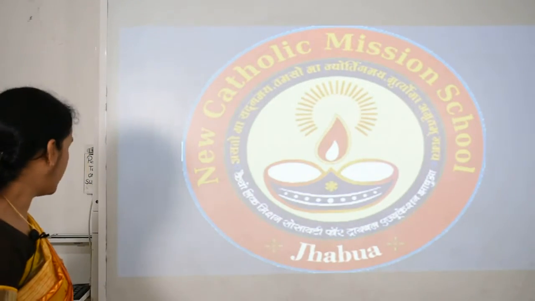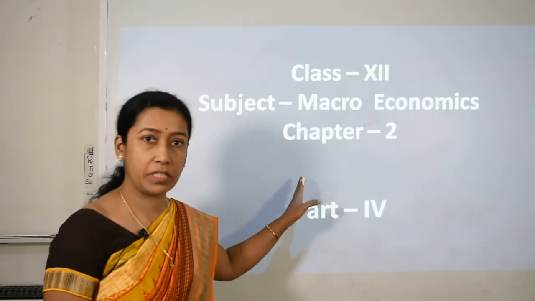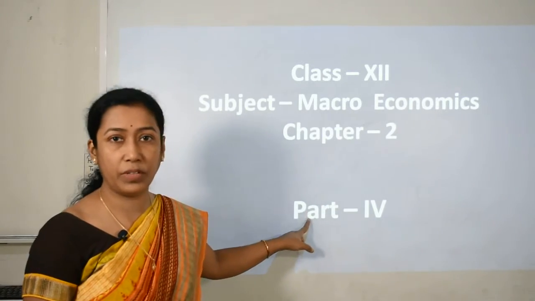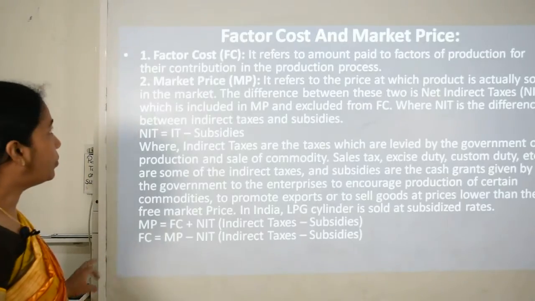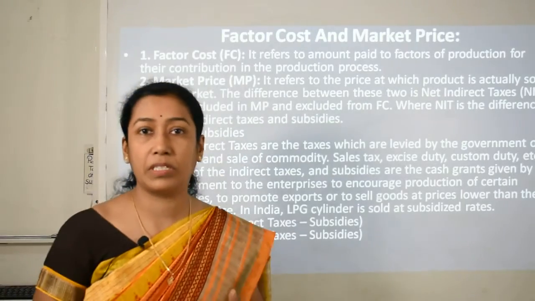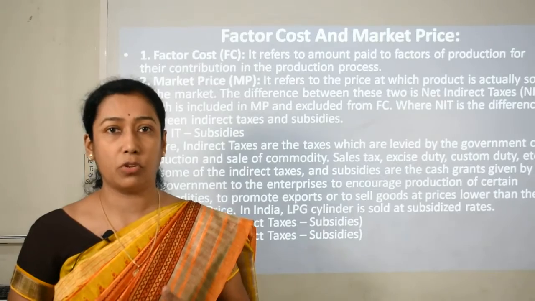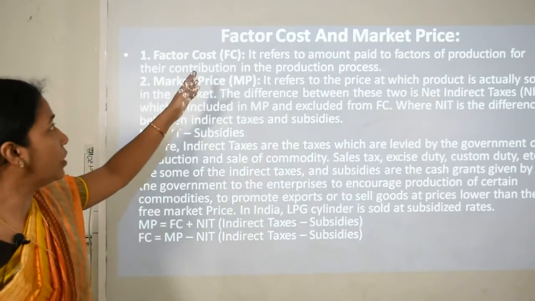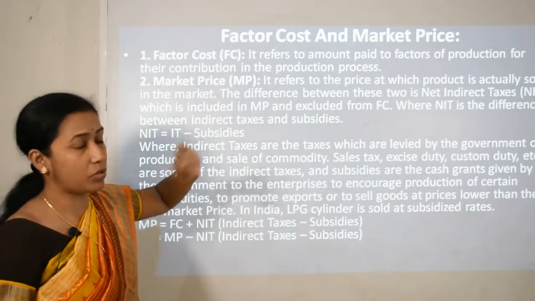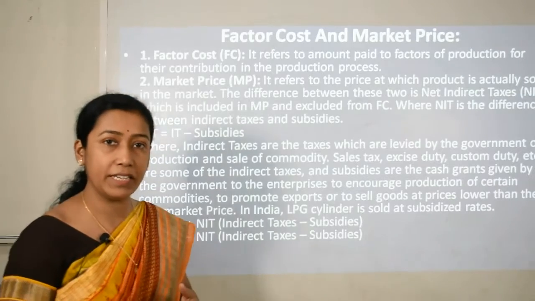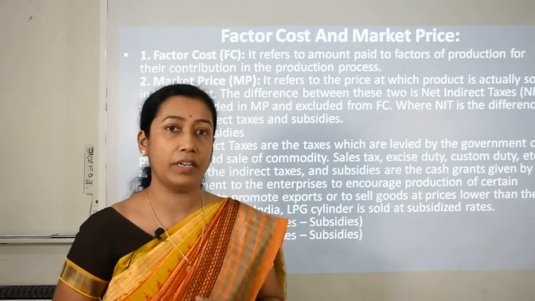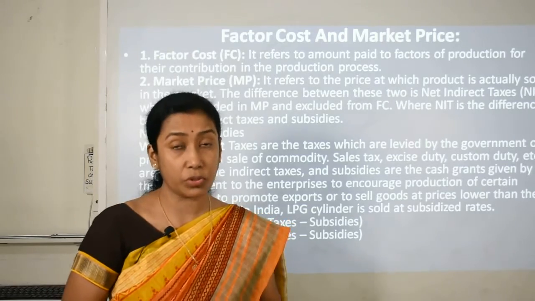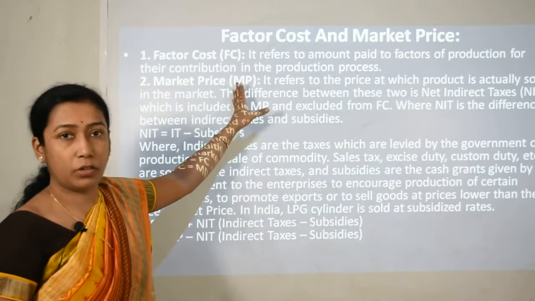So today students, we will again start with chapter 2nd only. This is part 4th video of the same chapter 2nd. In the previous video we have finished domestic income, national income and so many other topics. Now in this particular video, we are going to start with factor cost and market price, which you will need for the calculation of national income. That is, for national income accounting, you will need these kinds of topics.